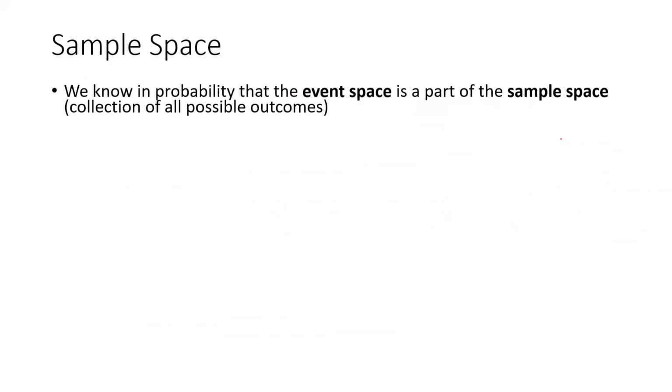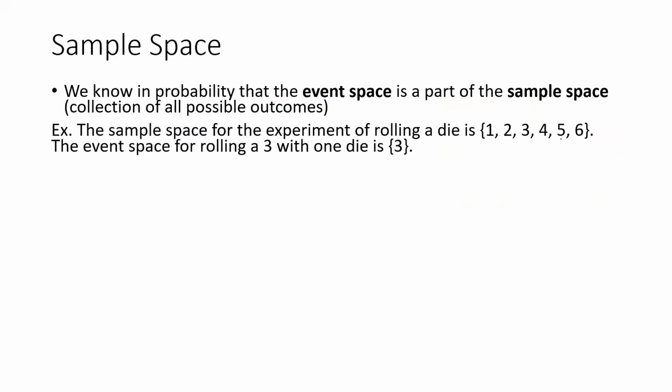Sample space, the next definition here. We know in probability that the event space is essentially part of a sample space. And again, the sample space is a collection of all the possible outcomes. As an example, the sample space for an experiment of rolling a die would be 1, 2, 3, 4, 5. Essentially the sample space is all the possible outcomes, so 1 all the way up to 6.